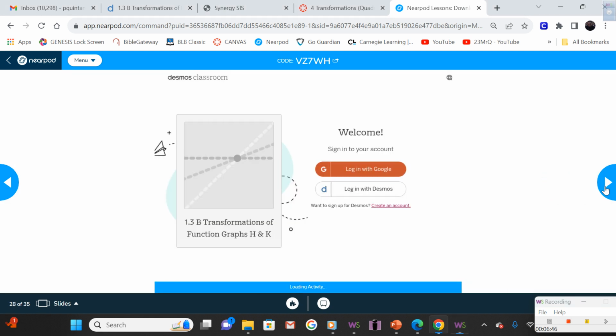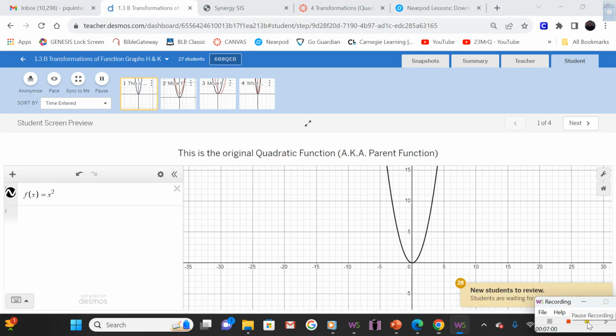So at this point on your screen, log into that activity, please. If you want to do Desmos or Google, it's up to you. Do that right now, please. You should have this, yes? And it reads, this is the original quadratic function, aka parent function. Tell your neighbor what aka stands for. What does aka stand for, Martin?